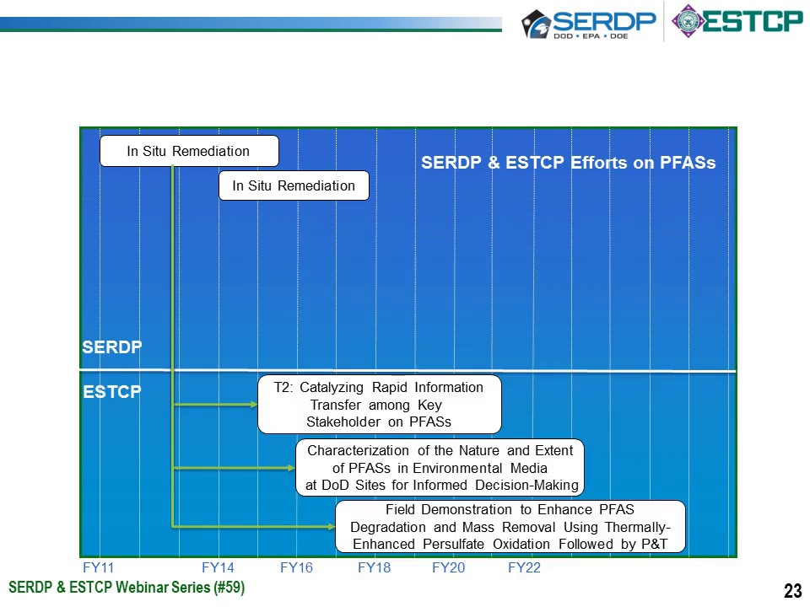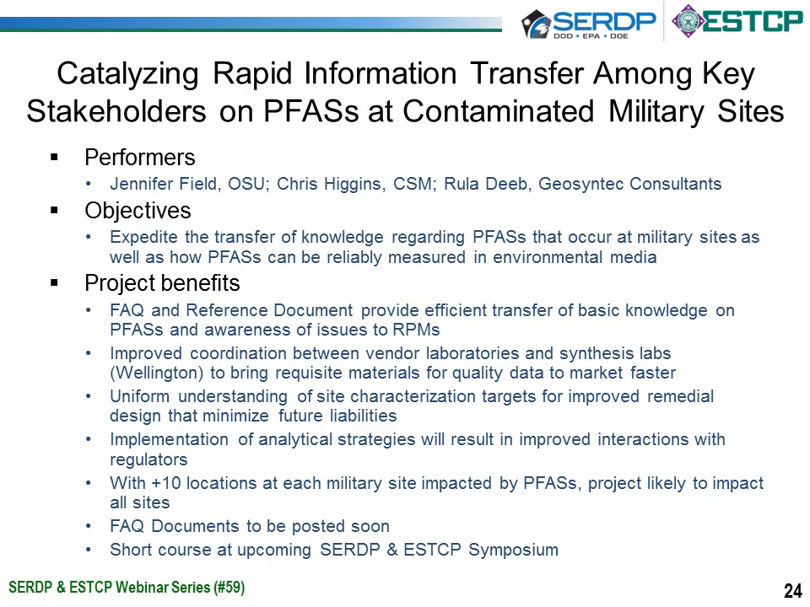Building on much of the work, though, that was done from the 2011 projects, we did start some work in 2015 under ESTCP. And you'll see 3 projects listed here. The last one that was started in 2017, which is field demonstration to enhance PFAS degradation and mass removal using thermally enhanced persulfate oxidation followed by pump and treat. That's just getting going. We're actually still in the contracting process, so we don't have a whole lot to talk about there. But if you could go to slide 24, I have a brief summary of the 2 ESTCP projects that we do have ongoing.